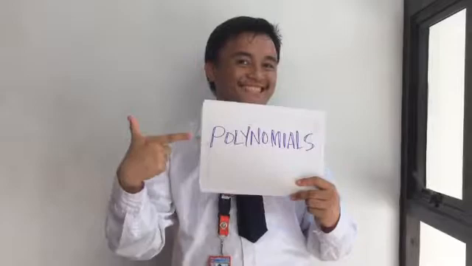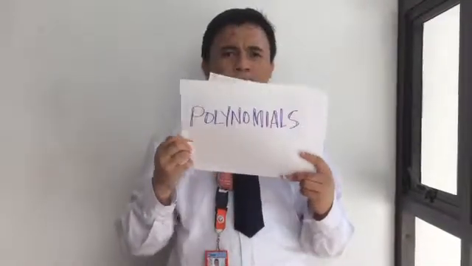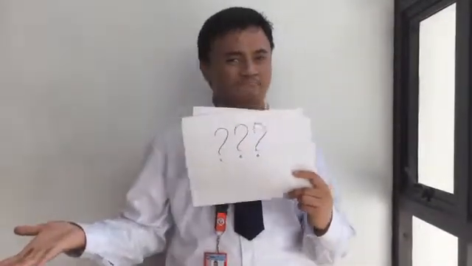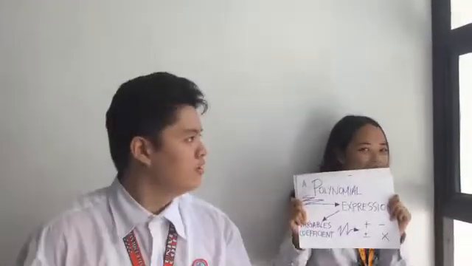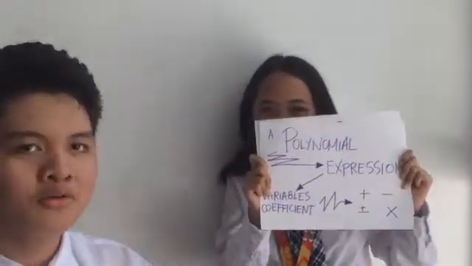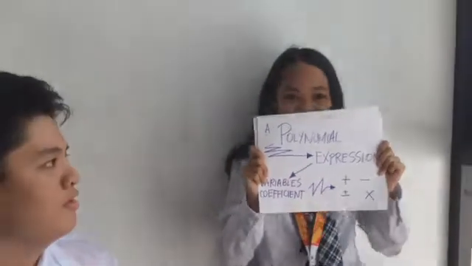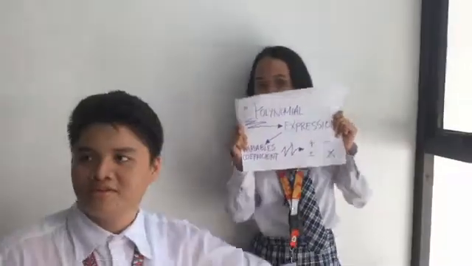Learning polynomials. But first, let us know what a polynomial really is. A polynomial is an expression consisting of variables and coefficients that involves only the operations of addition, subtraction, multiplication, and non-negative integer exponents of variables. The base of polynomials depends on its degree. We have the degrees of polynomials.